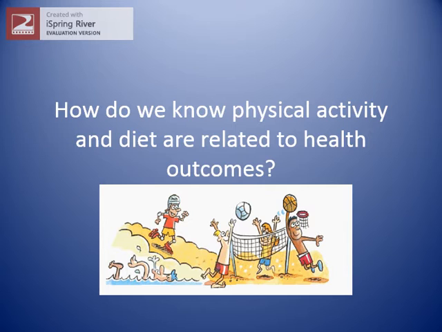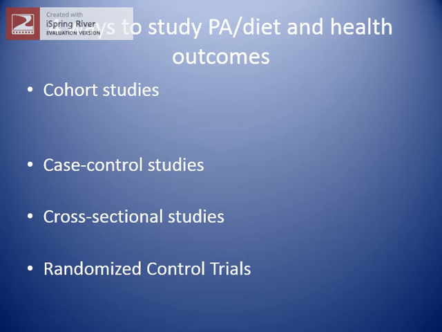us, what types are bad, we know what type of exercise is good, but how do we actually know that? We take that for granted typically, but that has to be shown in research. So there are 4 different ways, really, to study physical activity or diet and health outcomes. And these are the 4 types of study designs: cohort, case control, cross-sectional, and randomized control trials. And we're going to go through these 4 today.